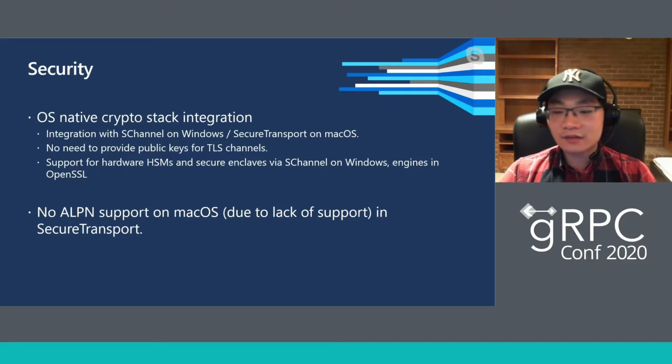On the flip side, though, there are trade-offs with using the .NET platform primitives. Namely, we are tied to the support provided by the native crypto stack. Specifically, secure transport on macOS doesn't support server-side ALPN, and hence there is no support for HTTPS gRPC endpoints on macOS when you use the grpc.net library. So there's definitely a trade-off here as compared to the grpc.core library.